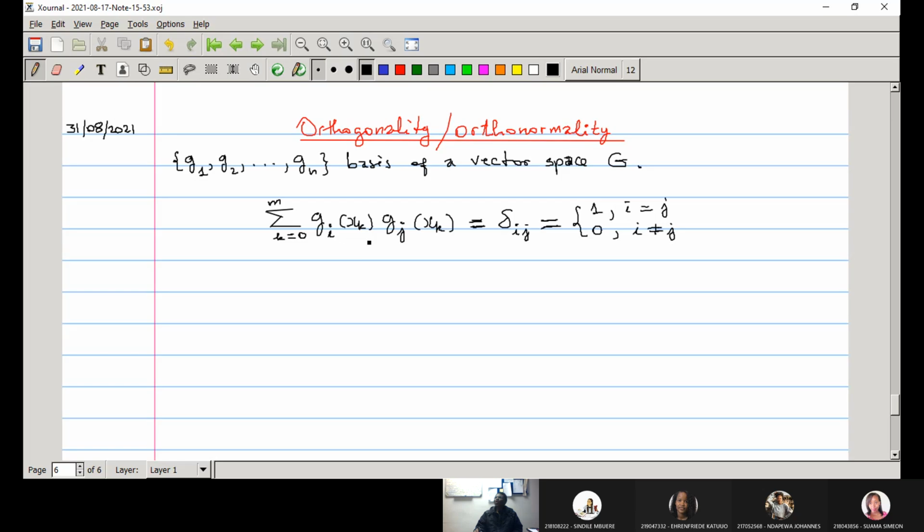So this is what we call orthonormality. Orthogonality is this one, and this is the normality. And if both are satisfied, we say this is orthonormal, right? So this is the orthogonality, and this one is the normality, that is, the norm is 1.